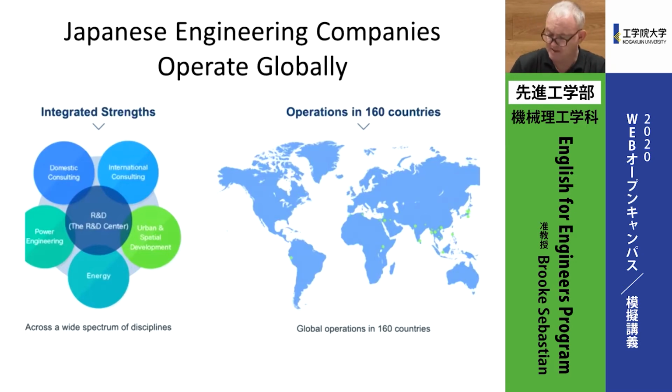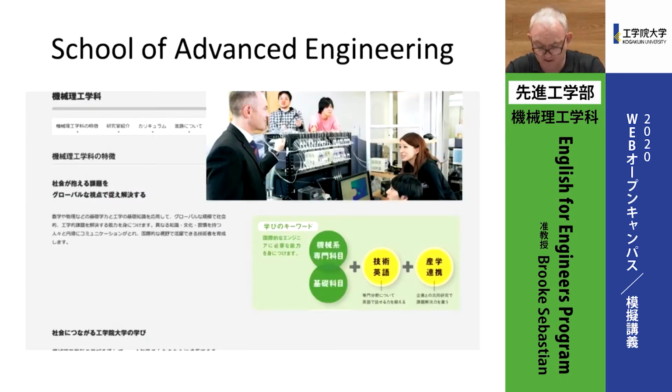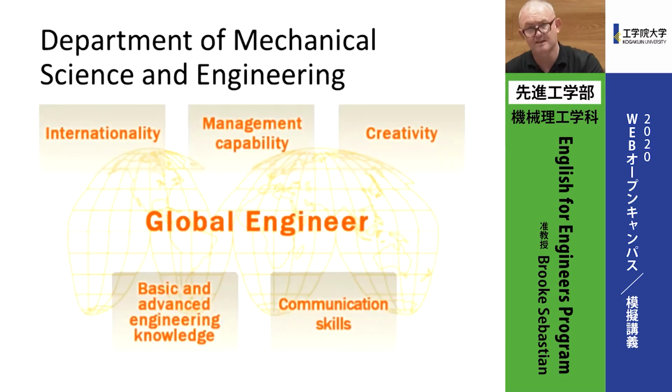That's why the School of Advanced Engineering's Department of Mechanical Science and Engineering puts an emphasis on a range of skills in educating engineers. Here we can see the different factors that combine together to support students to become global engineers. Now, my focus is on the internationality and communication skills areas. And why are these important?